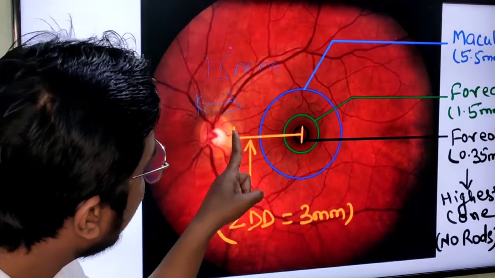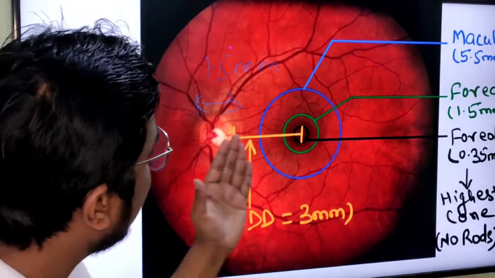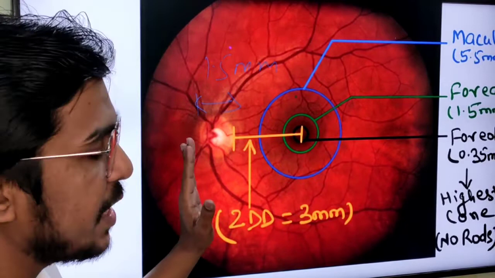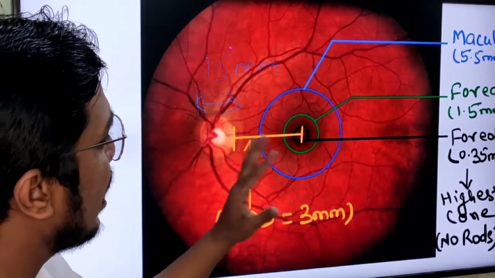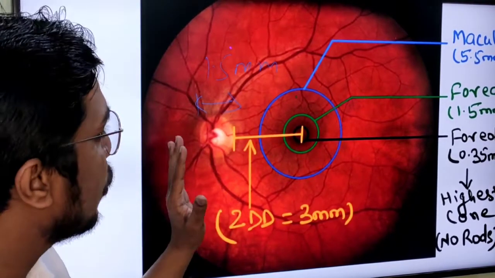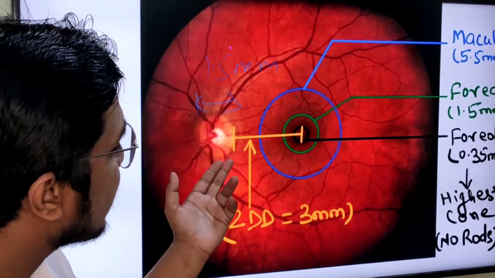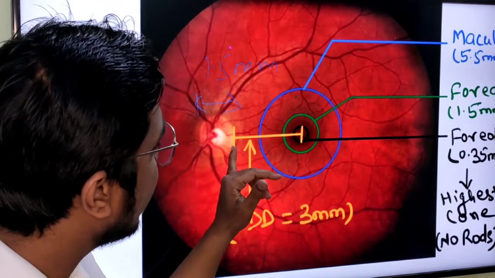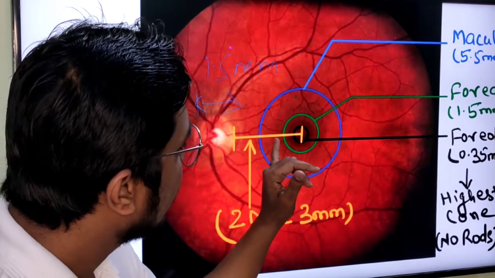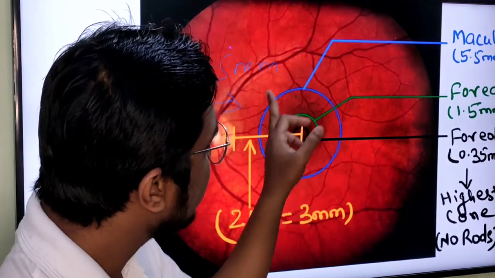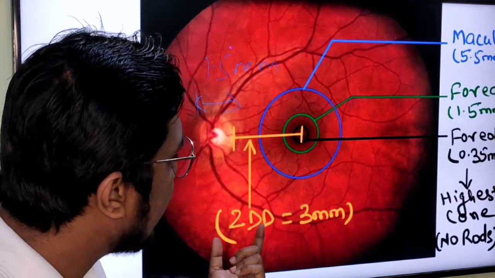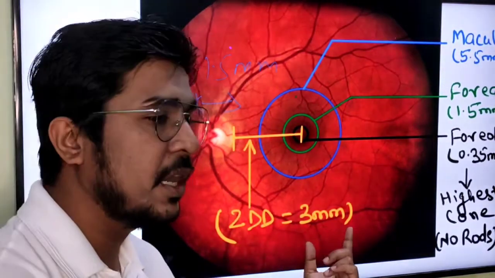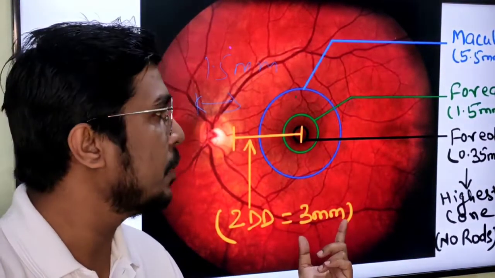And the distance between the temporal margin, this is the temporal side, this is the nasal side. So it is a left eye disc because the disc is on the left side. So this is a left eye fundus photo. And second thing is that from the temporal margin till the center of the macula, we have 2 disc diameters. This is an important question, that is 3 millimeter. 1.5 into 2 is 3 millimeter.